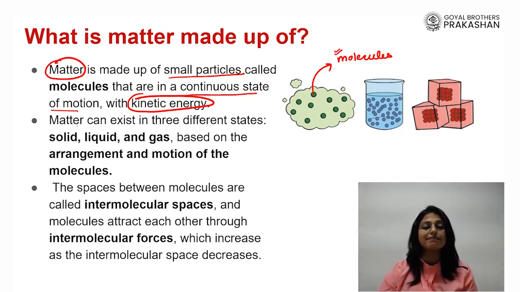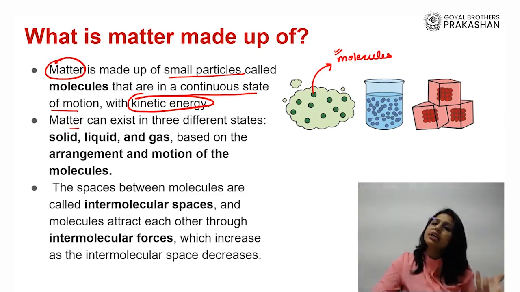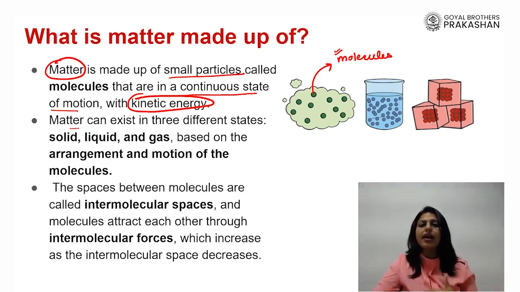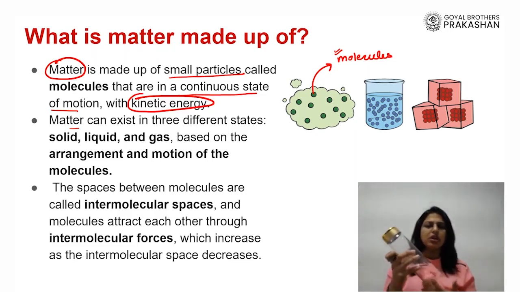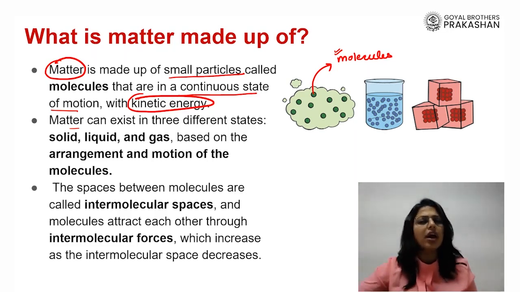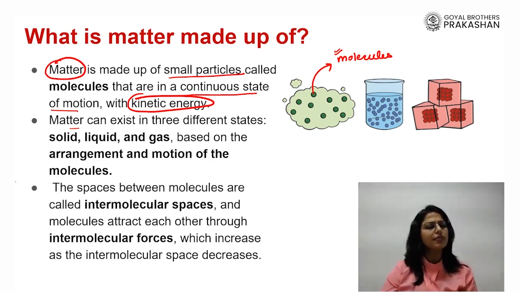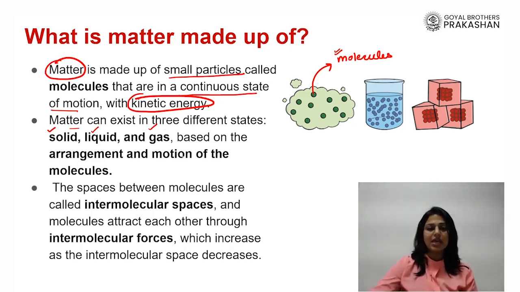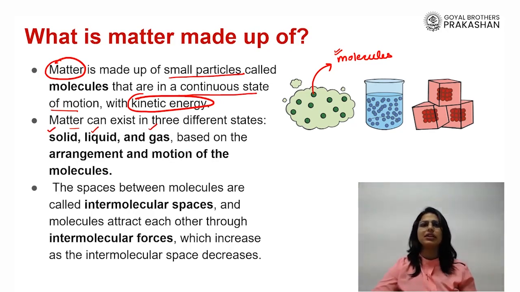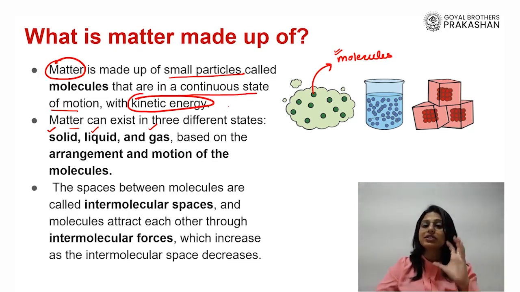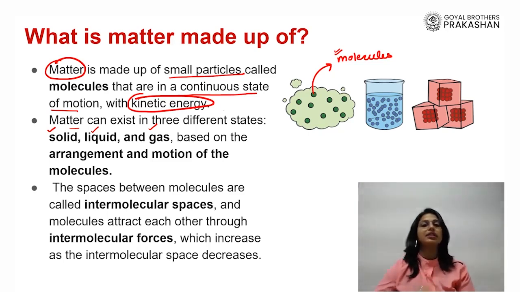Now, as we already discussed, matter exists in different states. As we see matter around us, some things are solid like the table and chair, some things are liquid like the water in the bottle or tea, coffee. The thing that we are breathing right now is air, which is a gas. So matter exists in three different states: solid, liquid and gas. Now, why do they exist? Why is water liquid and the table solid? It is all because of these molecules. These molecules are differently structured in these different states of matter.